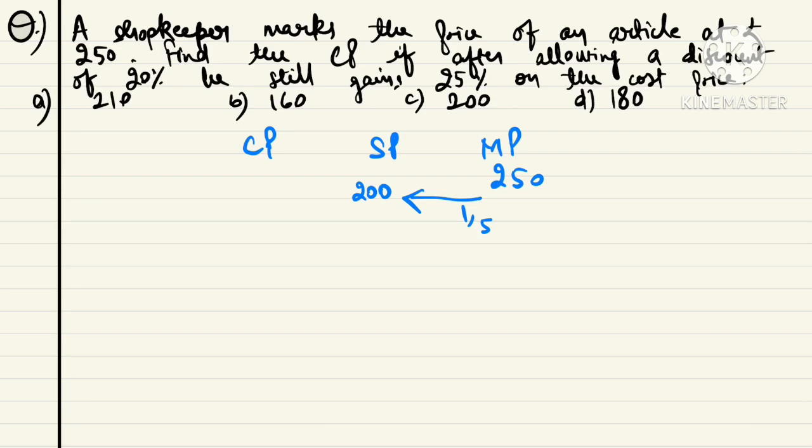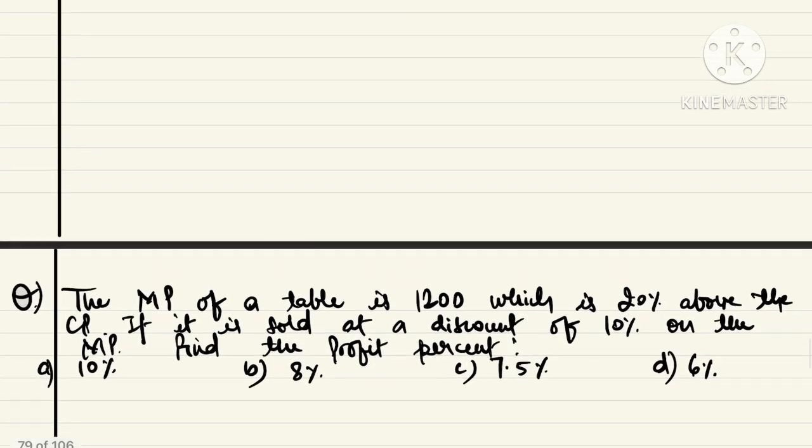And now he still gains 25% on the cost. So 25% is 1 by 4, that is 4 to 5, right? Right. So it is 40 times. So cost price will be 160, right? Very simple question. So 160 is your answer. Option number B will be your answer. Fine. Next question.